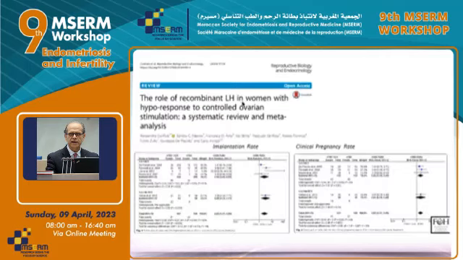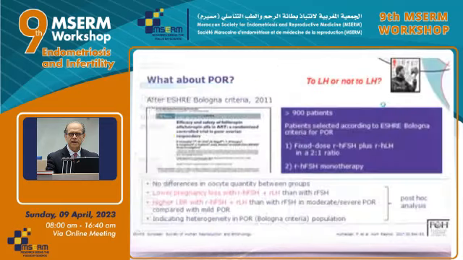Here is just an example, one of the papers looking at hyporesponder patients. Having LH supplementation will increase the implantation rate significantly, and the clinical pregnancy rate will also significantly improve with the addition of recombinant LH to the stimulation.